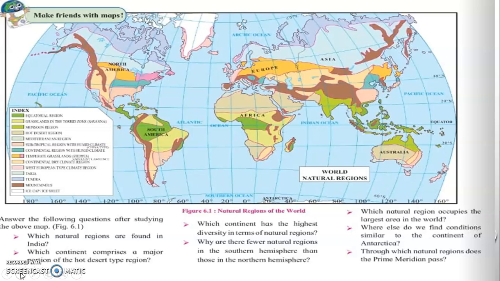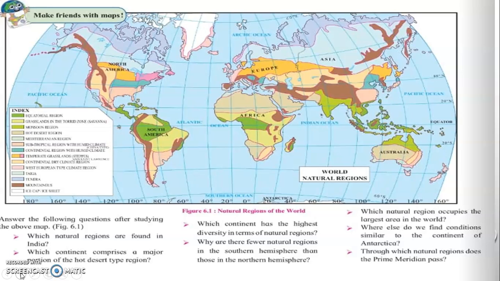But now I am going to read out the question, and at the same time I am also going to read out the answers for you to make you understand about this map. So you have to pay attention in your textbook on page number 35. Now the first question is, which natural regions are found in India? So if you look at the map, India lies between 20 degrees to 40 degrees.